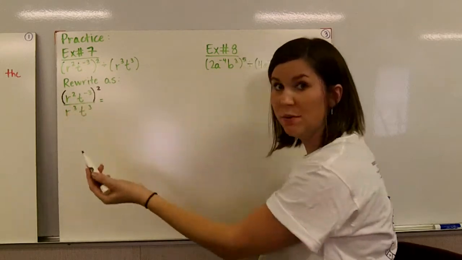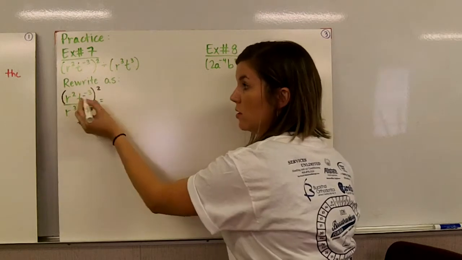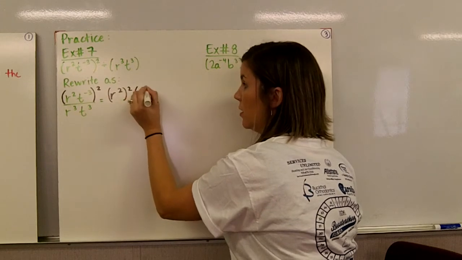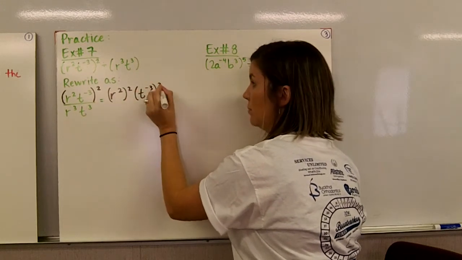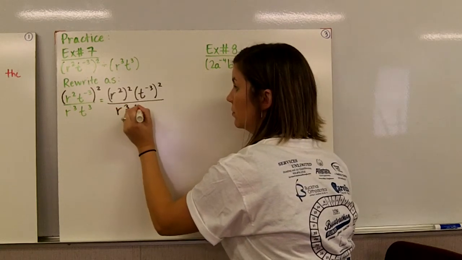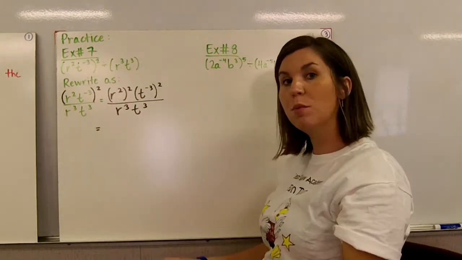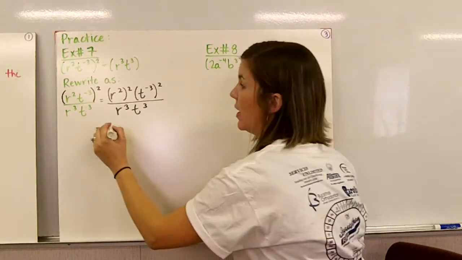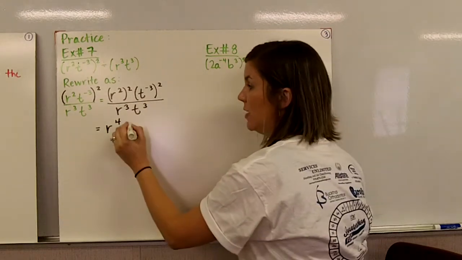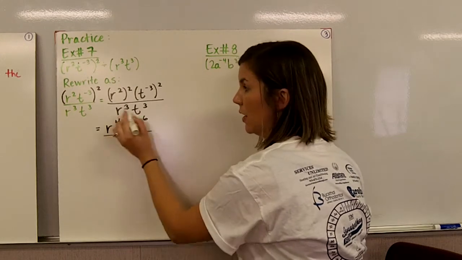So we need to do our exponents, our power to a power first. So I'm going to say R to the 2nd power, and T to the negative 3 to the 2nd power. The bottom's still the same for now. So we have R to the 2nd to the 2nd. Remember, a power to a power means to multiply. So we have R to the 4th. 2 times 2 gives me the 4. T, negative 3 times 2 is negative 6. And the bottom is still the same.